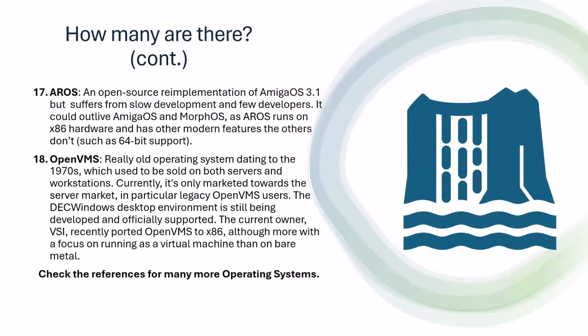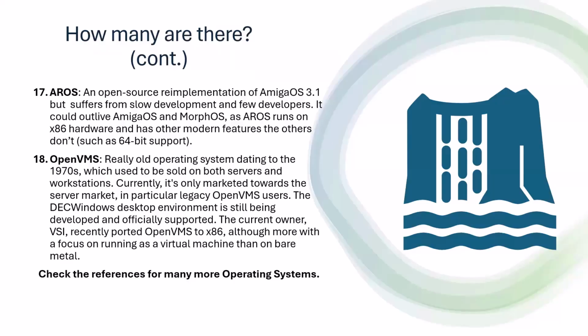AROS is an open source fork, if you will, or implementation of the old Amiga OS, but it doesn't have very many developers, and it can run on x86 hardware still, and it has modern features that the other ones don't. One thing it has is 64-bit support.